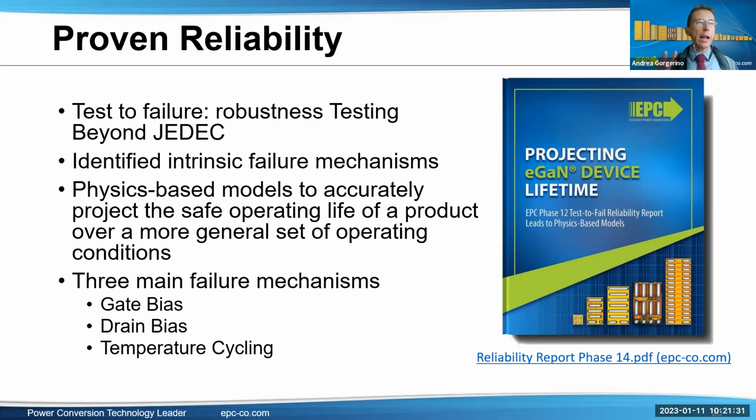Again, quite long. It has all the details of the test to fail, the failure mechanism, the physics-based model, and how to utilize them. Here today, I'm going to talk about mainly three things, at a high level, of course. More details can be found here. And the three main failure mechanisms that we want to discuss for these applications are the gate bias, the drain bias, and the temperature cycle. So let's dig in a little bit.